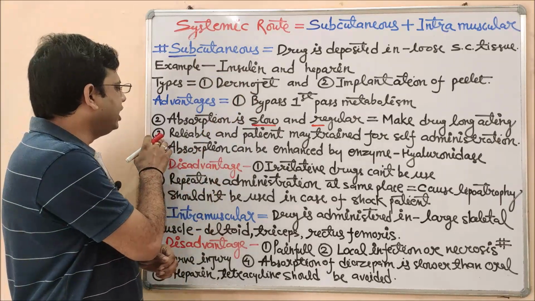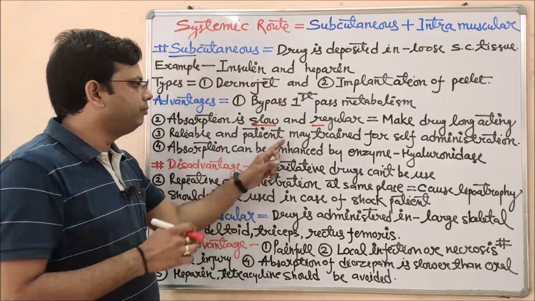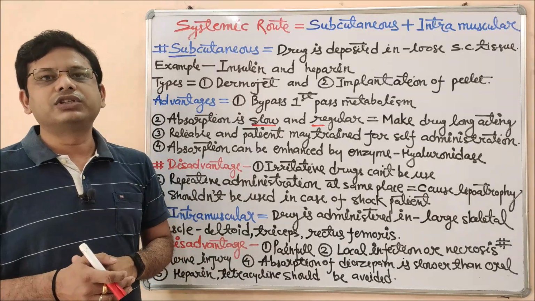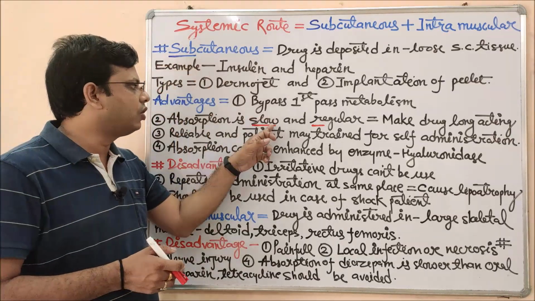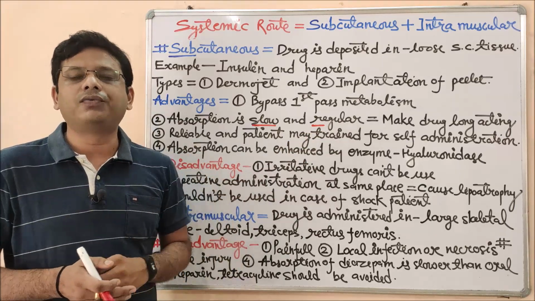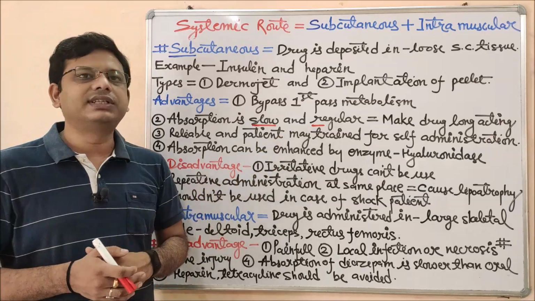So coming to the second advantage, that says reliable and the patient may be trained for self-administration. This route of drug administration is reliable. That means because this is slow and regular, a proper fixed pattern will be followed by the drug which has been administered, and the patient may be trained for self-administration.